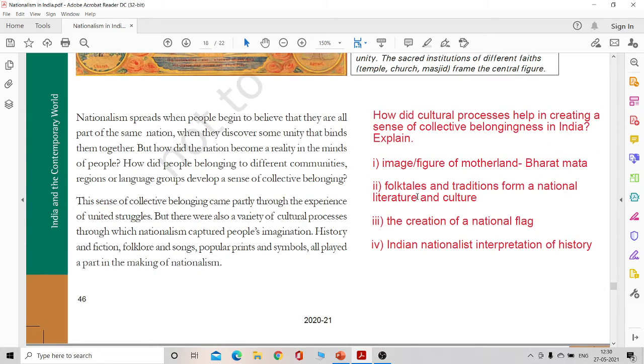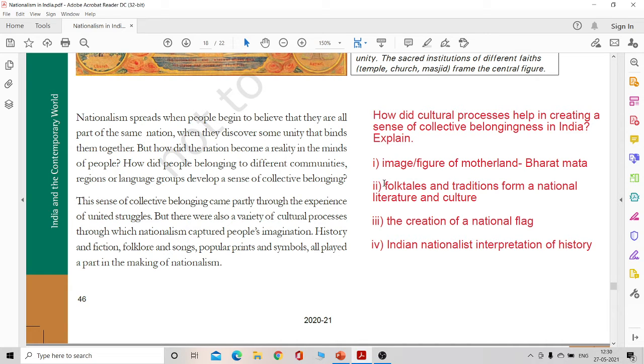Right? So this was one way in which an image and figure of the motherland gave everyone a concept of a mother figure, where people could relate to a motherland, because the concept of nationalism is abstract, right? So how can you relate to it when you have an image which you can associate with that abstract feeling of nationalism? So Bharat Mata was equal to that feeling of nationalism.